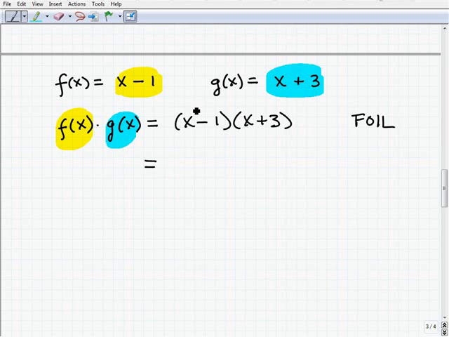I'll use the FOIL method. So this will be x squared. This will be a 3x plus 3x. This will be a negative 1x. And this will be a negative 3.